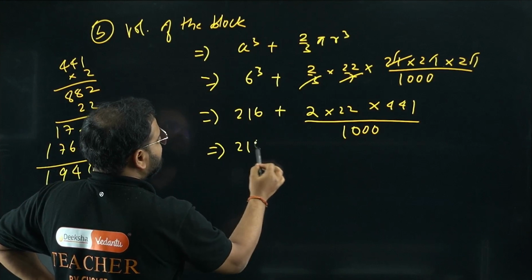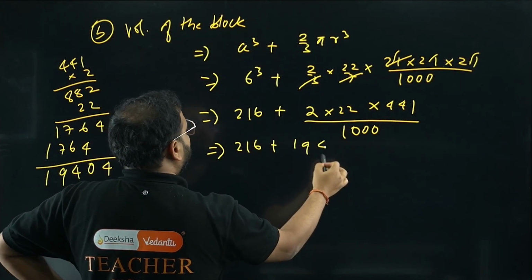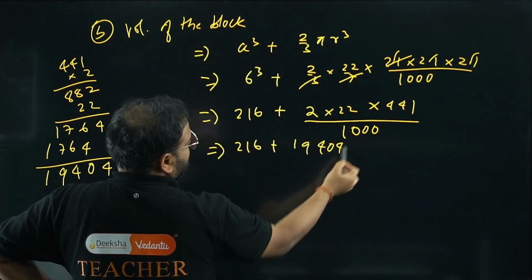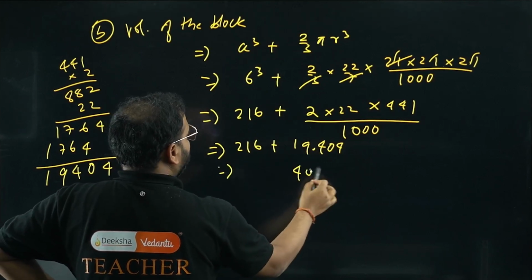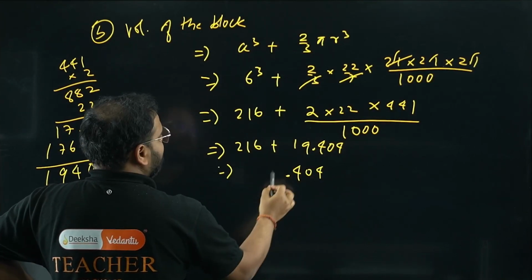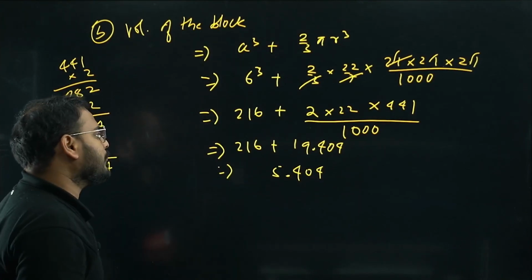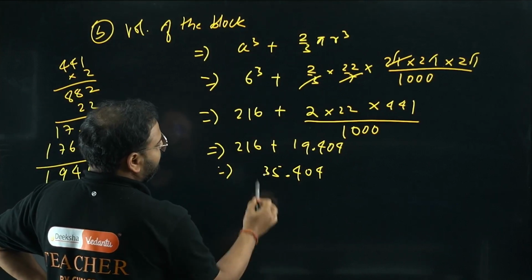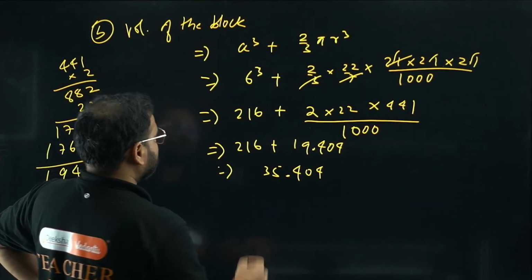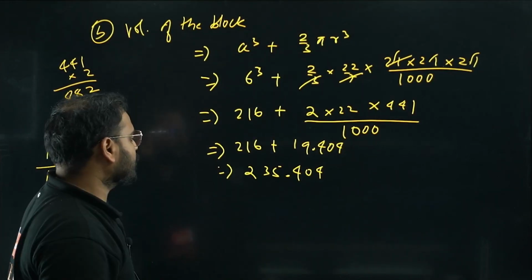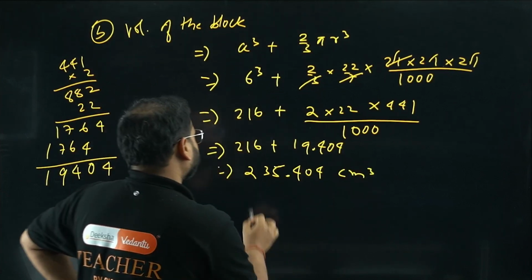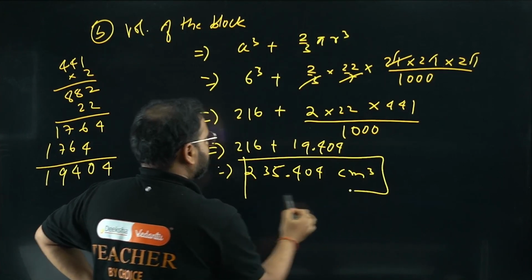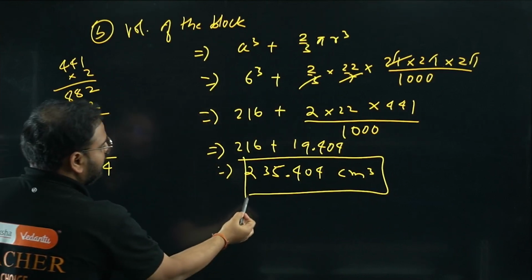So 216 plus 19404, 3 decimal places because of the 1000, so decimal over here, add them, 404 comes as it is, 6 plus 9 is 15, carry 1, 1 plus 1 is 2, and I have 3 over here, okay. Next comes simply 2, 235.405 is the volume, right? So centimeter cube. Please check, this is the volume, okay. Have a look, centimeter cube, okay.